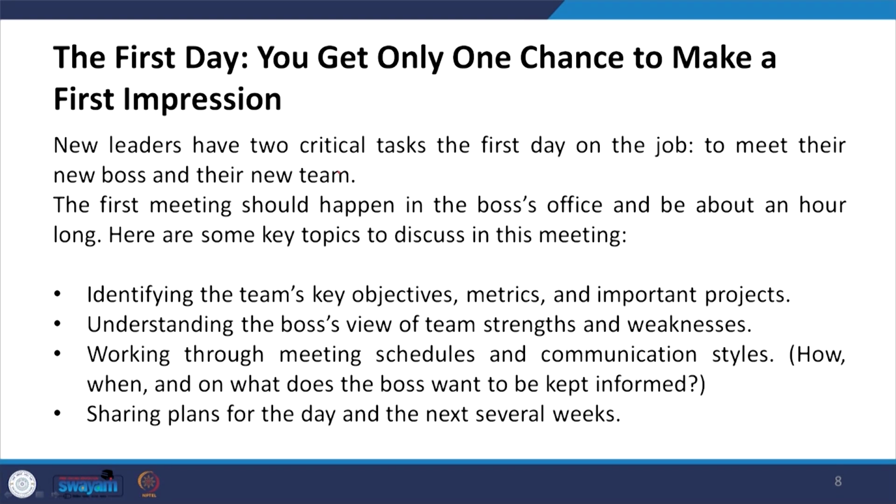What is his communication style, and how does he share plans for the day and the next several weeks? You should be well prepared during the first impression, so that you are very clear about what you want to do, what your objectives and goals are, and what you want to do in the first 6 months. If it is a short period, then in the first 6 weeks or first 3 days, what you would like to do, and then weekly, monthly and yearly. It depends on the period of your appointment.